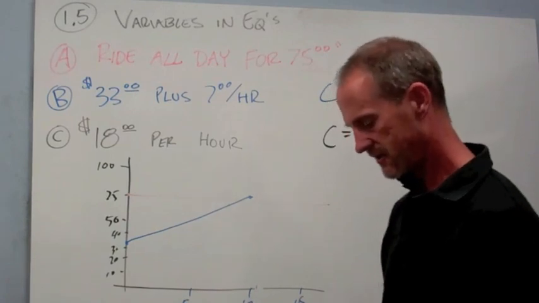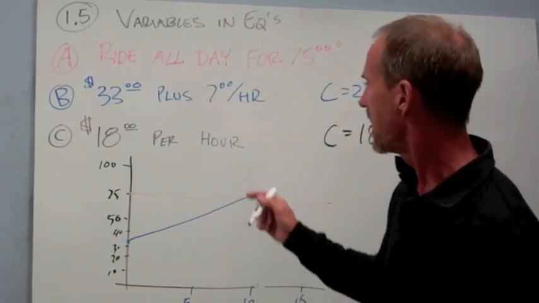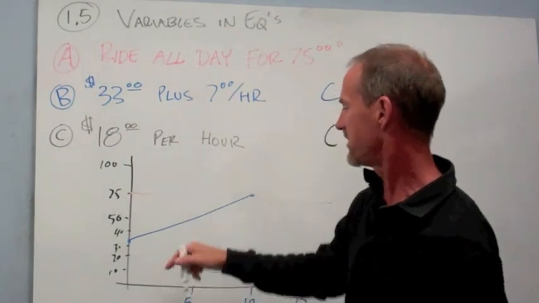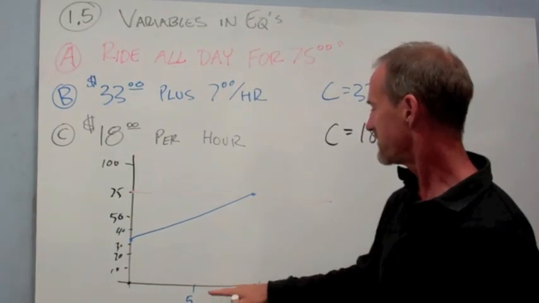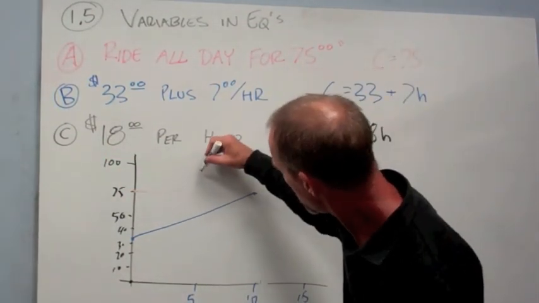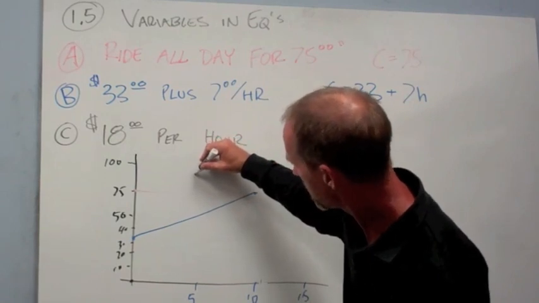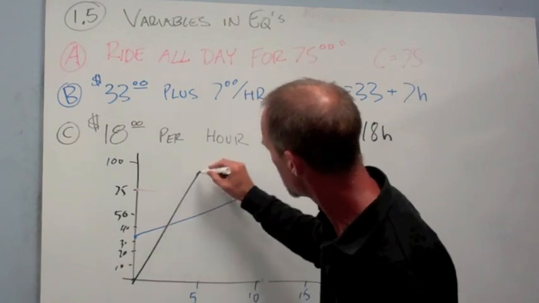And then the final option is $18 per hour. Well, if I ride 0, I will not have to pay anything. If I ride 5 hours, 5 times 18 is going to be 90. So I'll be up around here after 5 hours. So this graph is going to look like this.